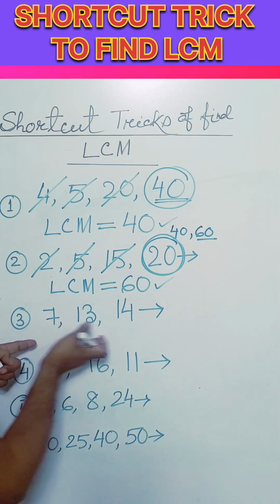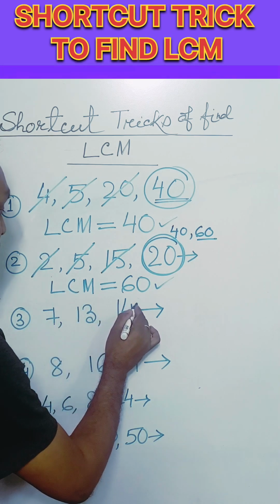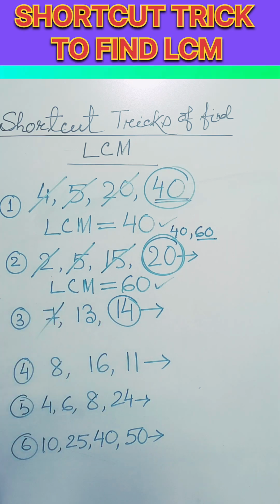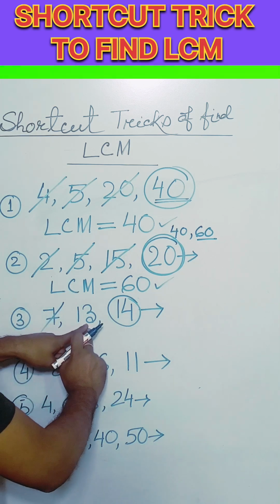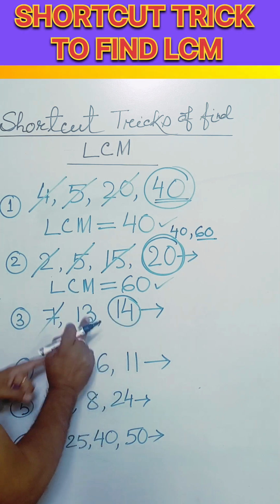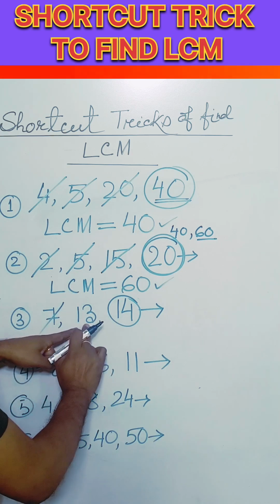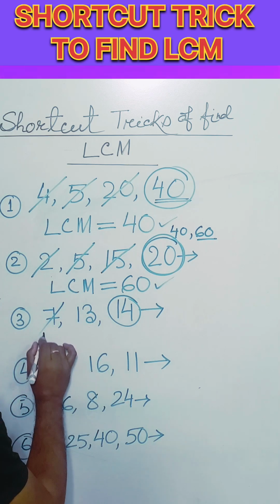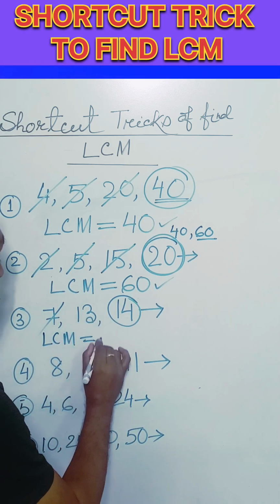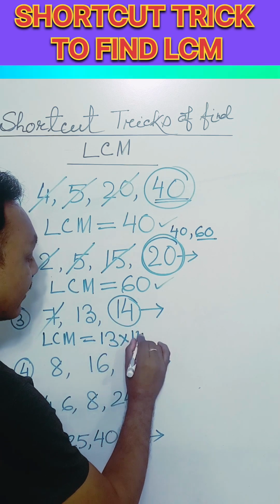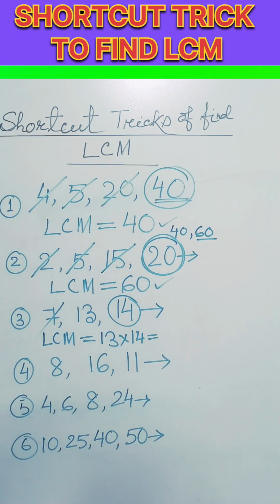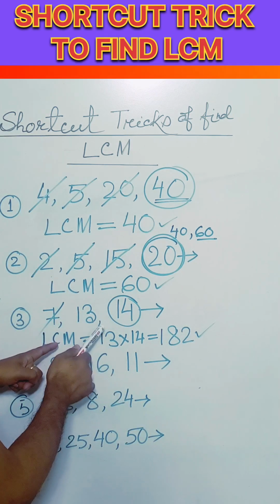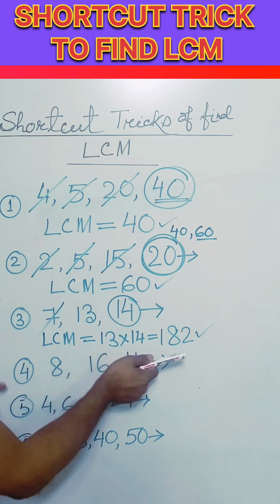Now the third case, where only 3 numbers are given to you. Out of these 3 numbers, 14 is the highest number. Now check whether this 14 is divisible by 7 or not. Yes, in the table of 7, 14 is there. Now 13 is not divisible by this number. But there is one thing you have to remember. If this is a prime number, as you know that 13 is a prime number, then in order to find the LCM, you have to multiply this one by 14. You will get 13 multiplied by 14, 182. So this is the number. This is a different case. If it is a prime number, then only this rule will apply.